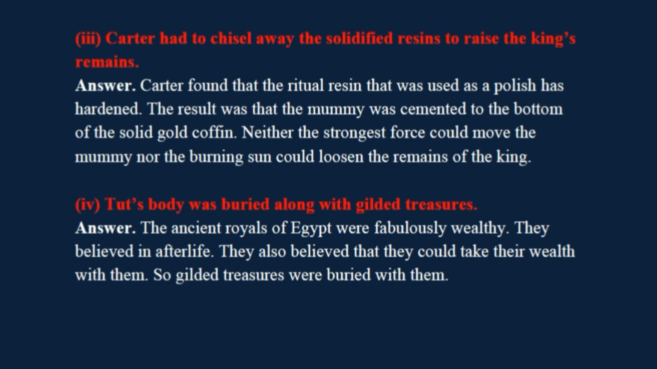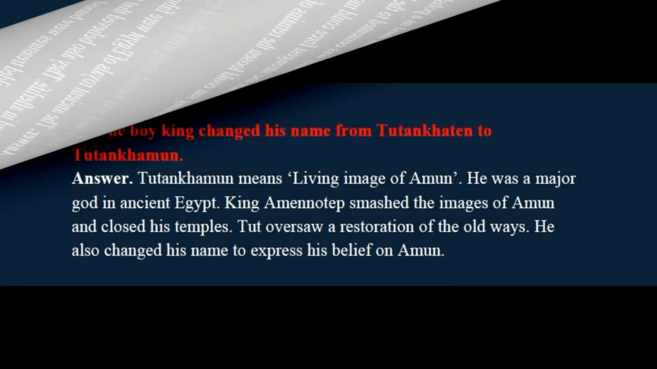4. Tut's body was buried along with gilded treasures. Answer. The ancient royals of Egypt were fabulously wealthy. They believed in afterlife. They also believed that they could take their wealth with them. So gilded treasures were buried with them.